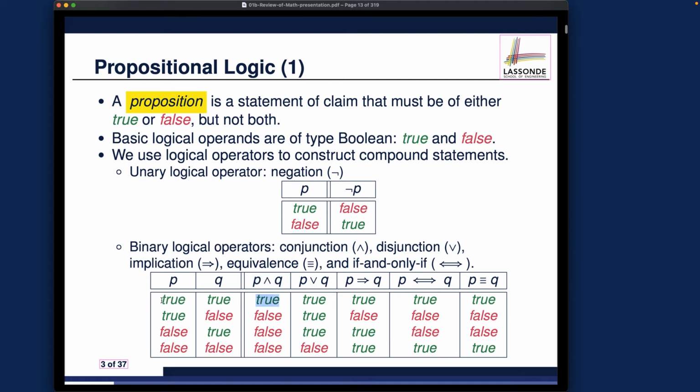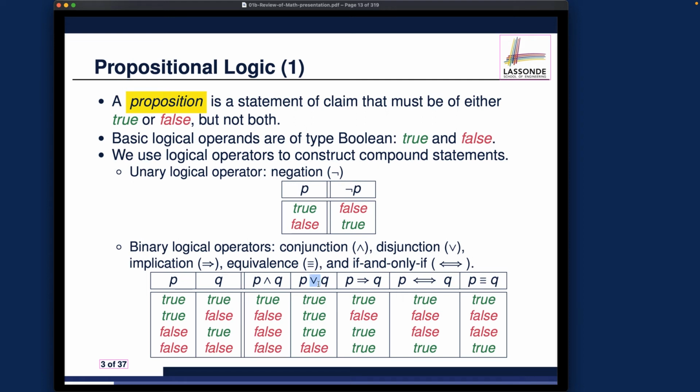And for conjunction, the principle I usually remember is that the only way to make conjunction true is when both operands are true, when both P and Q are true. Otherwise, if any one of them is false, or both of them are false, the conjunction result will just be false, right? Easy for conjunction.